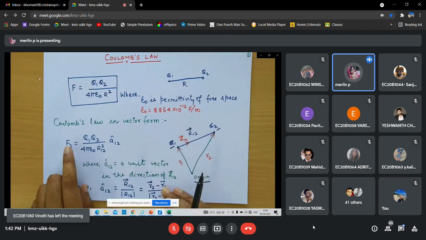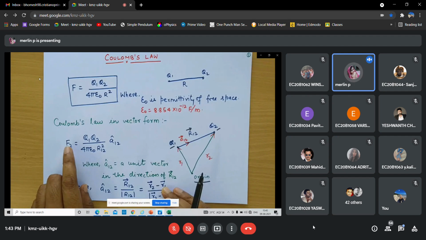Coulomb's law in vector form, in the sense I have told, force is equal to Q1 Q2 divided by 4 pi epsilon naught into distance square, that is r square, into unit vector. If it is scalar, the unit vector won't come. Since we are describing the force in vector form, we have to use that unit vector, that is a12 cap, that is given. That a cap is the unit vector from which charge to which charge the force is there. So for that only we are describing like 1, 2 and all. So the general form is Q1 Q2 divided by 4 pi epsilon naught into r square into that unit vector a cap.